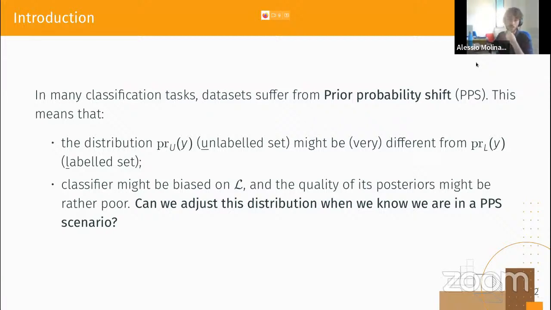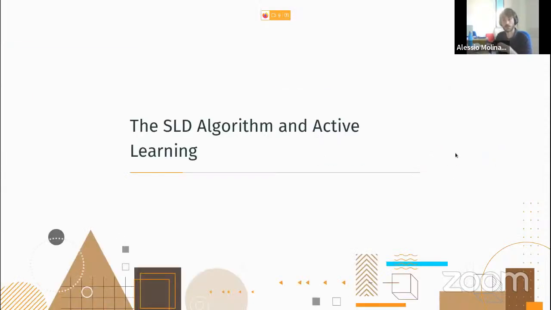So basically, in many classification tasks, we suffer from prior probability shift, and this means that the prevalence we have on the unlabeled set might be very different from the prevalence that we have on the labeled set. When this happens, a classifier trained on the training set might output posterior probabilities of rather poor quality. Can we do something about this?